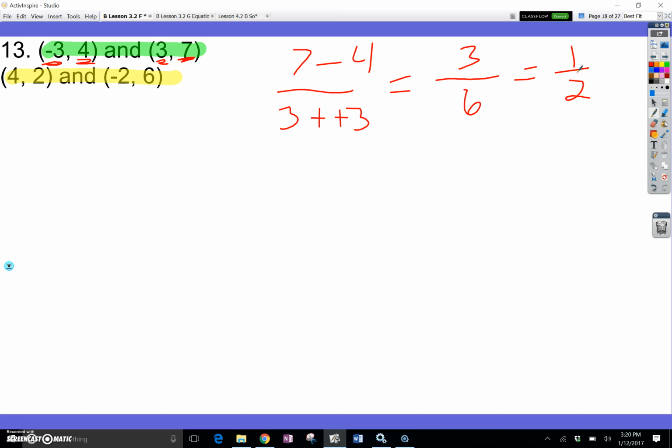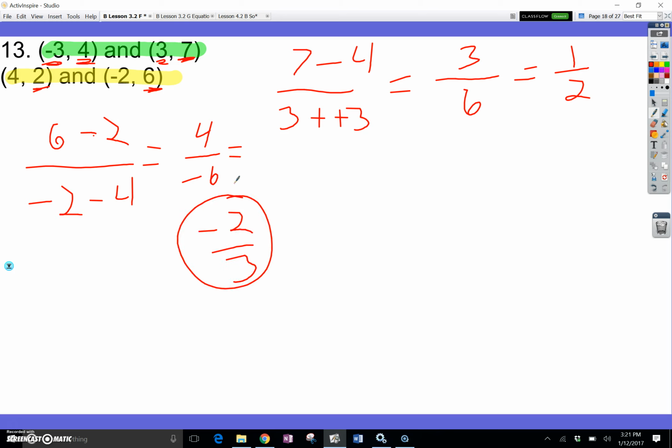So remember, if the slope is parallel, they're going to have a slope of 1/2. If it's perpendicular, it'll be negative 2. And if it's anything else, it'll be neither. So now we're going to do 6 minus 2 all over negative 2 minus 4. That reduces to 6 minus 2, which is 4. Negative 2 minus 4 is negative 6, which is negative 2/3.